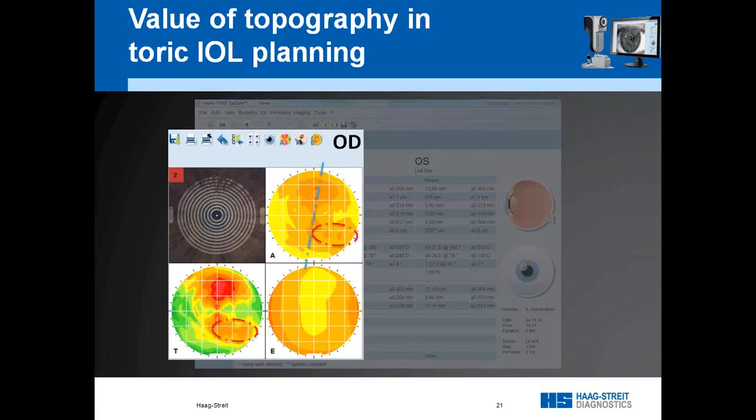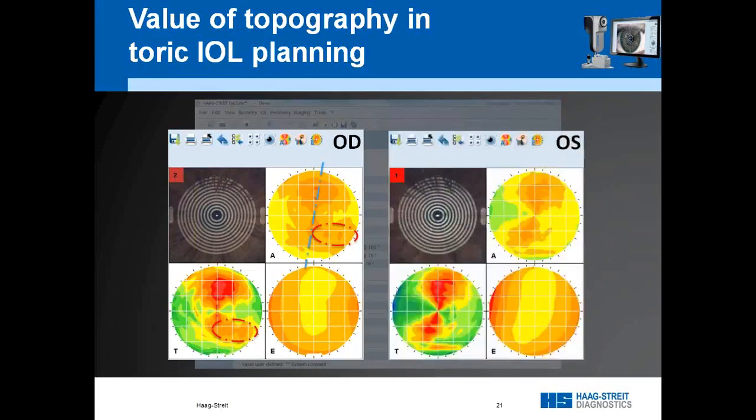this patient. And there we see that the bow tie pattern which we look for in topography is not fully given. We have some irregularities in the area which is marked by the red circle. Still, I would say right eye, toric IOL is okay. There might be some limitations, but in general it will work. Let's have a look at the left eye.